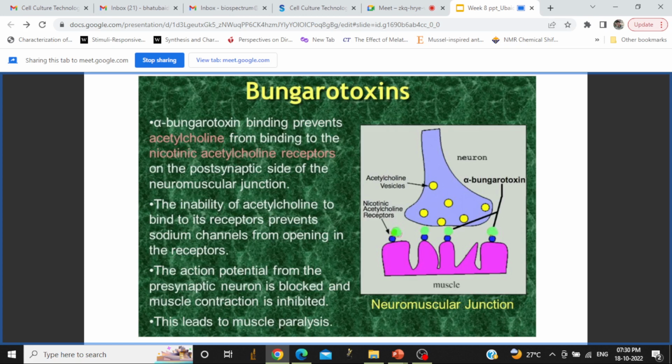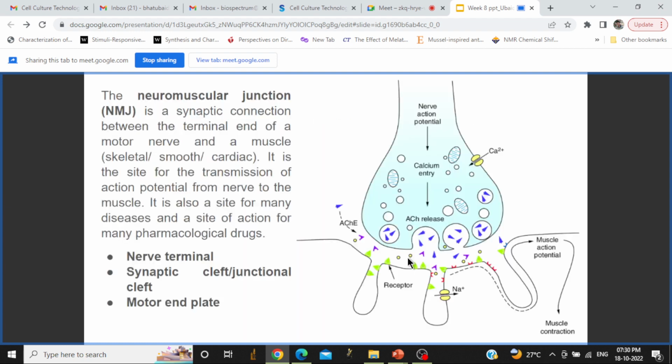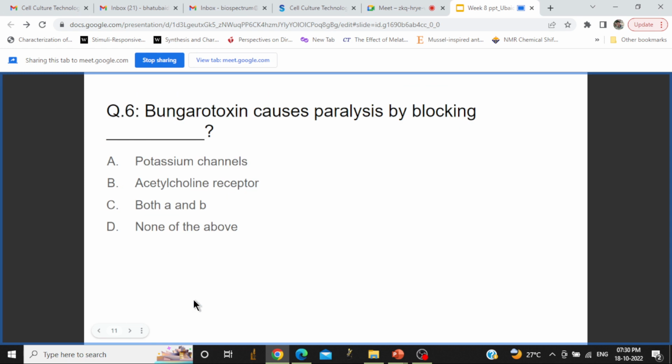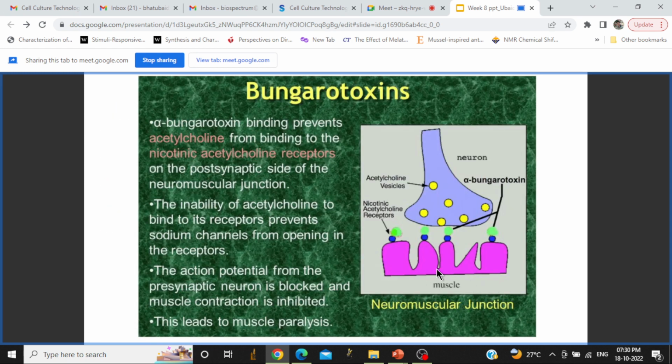Here I will show it again, like I was showing you earlier. This is the nerve terminal. This is the synaptic cleft or junctional cleft, and this is the motor end plate, and there are some receptors, like receptors for nicotine and acetylcholine. There are nicotinic receptors and muscarinic receptors which are present here on the postsynaptic end.